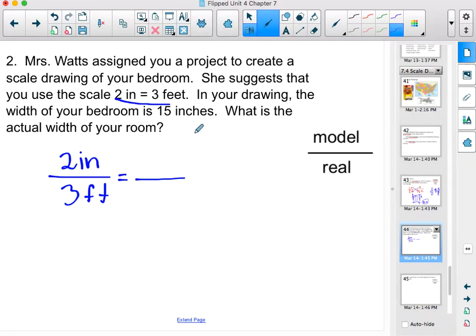So I'm not going to do this problem for you, but I'm going to give you a couple hints. Remember, it goes model over real. So you need to figure out where the 15 goes in the numerator or the denominator. I'll give you one more hint. Line it up with the same units. Then you can cross multiply and figure out the actual width of your bedroom.